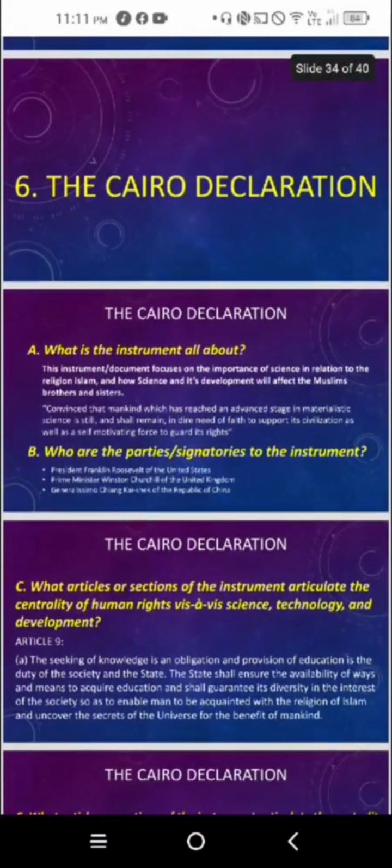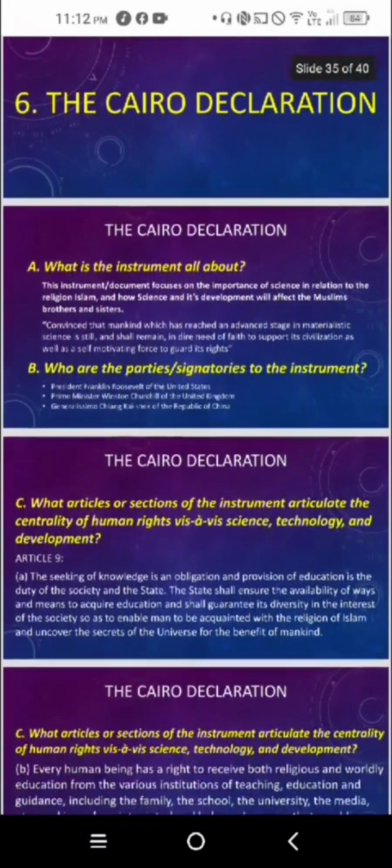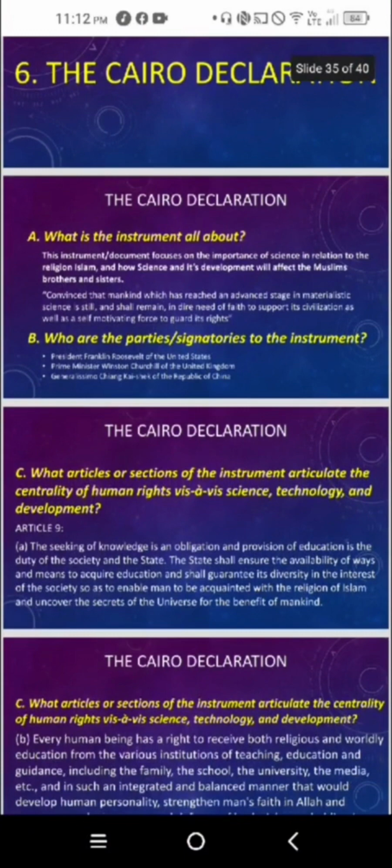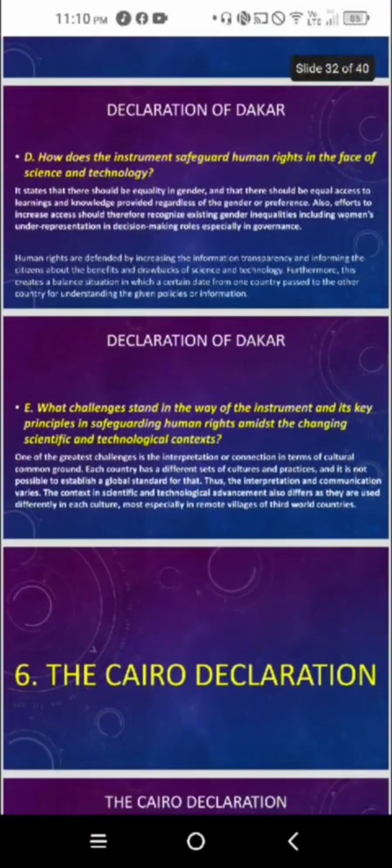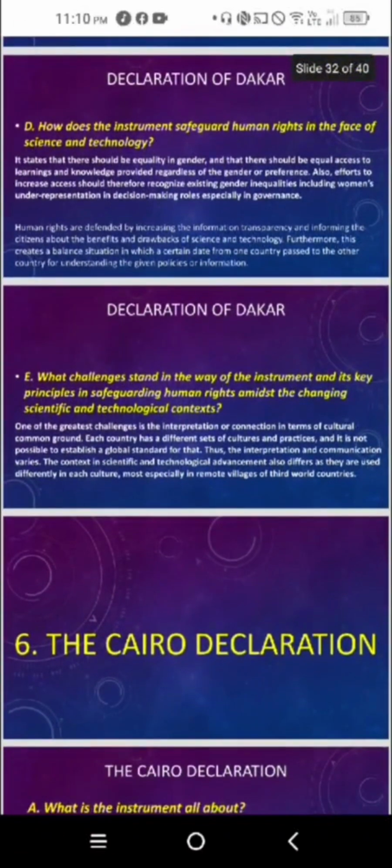And lastly, the Cairo Declaration. What is the instrument of every citizen whose country is part of the United Nations? It highlighted the centrality of human rights in science, technology, and development through respecting each function by providing comprehensive legal guarantees and promoting public awareness about the policies.